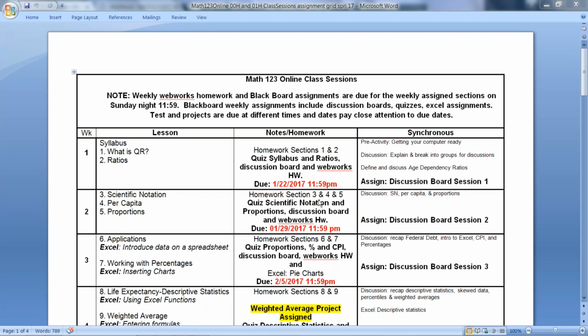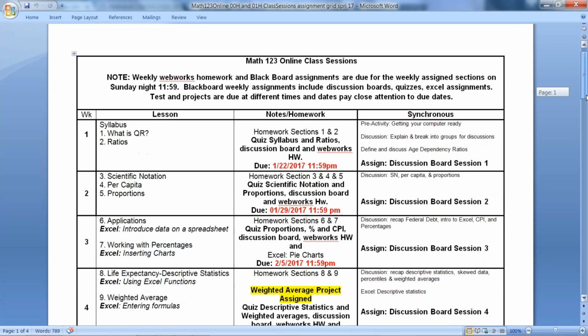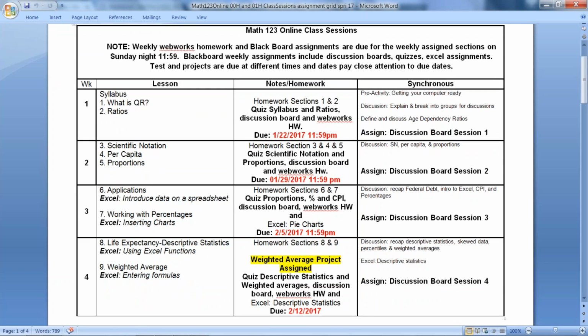So next week you'll have 3 sections of homework, 3, 4, and 5, plus your Blackboard quiz and your WebWorks homework for each one of those and the discussion board. And week 3 you can see is where the Excel comes in. Okay. Any questions on that?